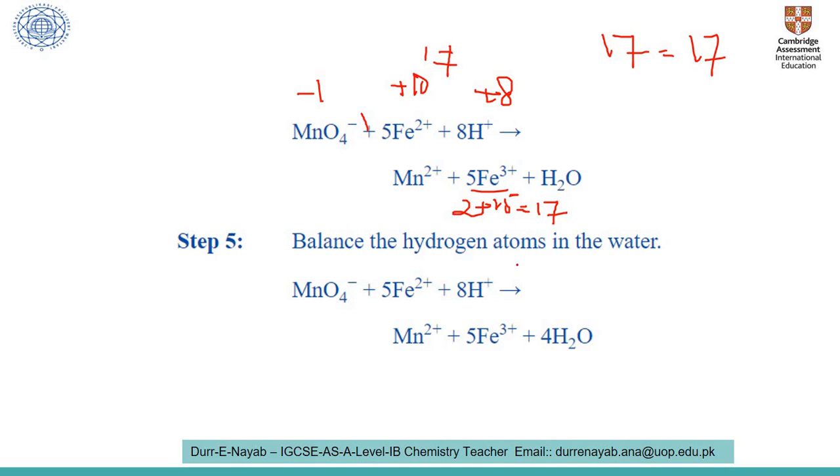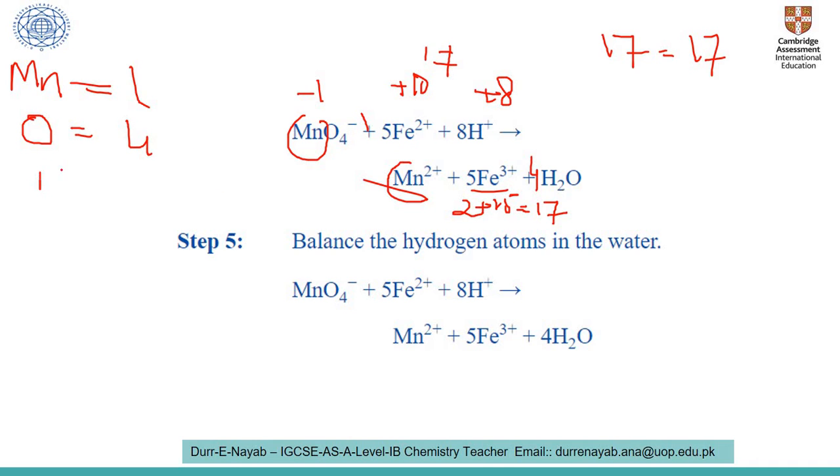Now what we are going to do is balance the atoms. Manganese: over here 1, and product side 1, so that is balanced. Now we have to balance oxygen. Oxygen is 4 on this side, and on this side I just have 1. So to balance oxygen I have to put 4 here. So now oxygens are also balanced.